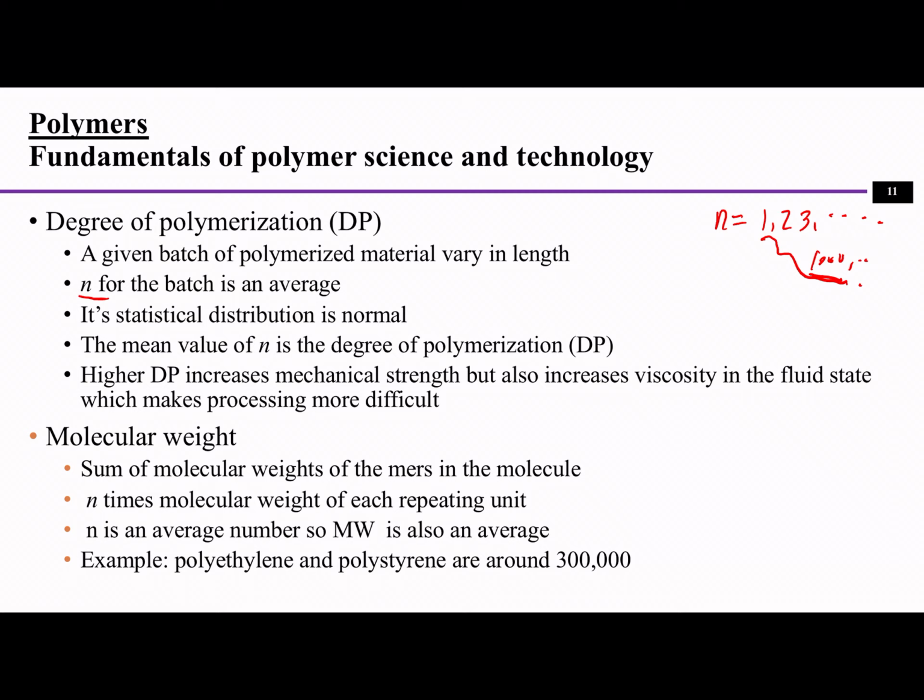And so how to calculate the molecular weight? Basically, it's n times the molecular weight of each repeating unit. Right. We have a polymer, and there are some structures, and then we have the n. Then we can use n times the weight of this repeating unit. This is the repeating unit.